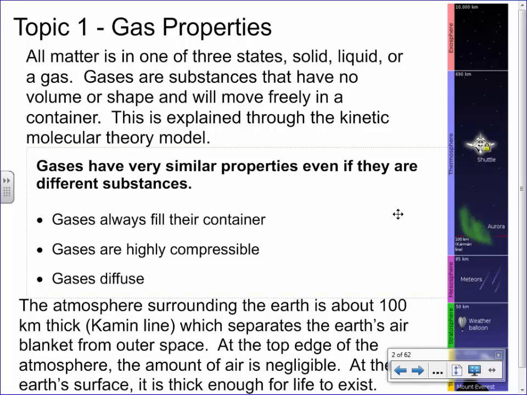Okay? Solids are very thick, they're very dense. I cannot walk through a solid. Liquids, however, are slightly less dense. I can kind of swim through them if I need to. Okay. But gases are not dense at all.